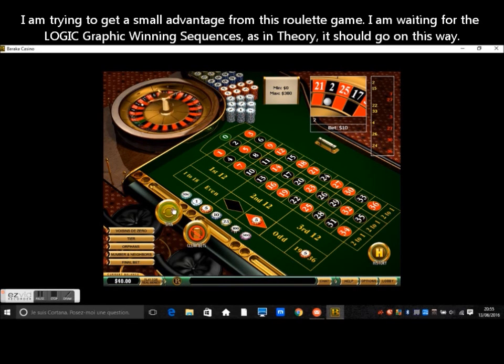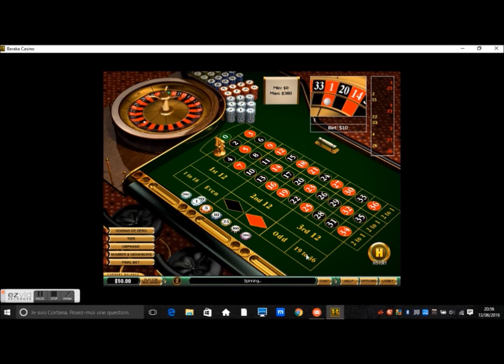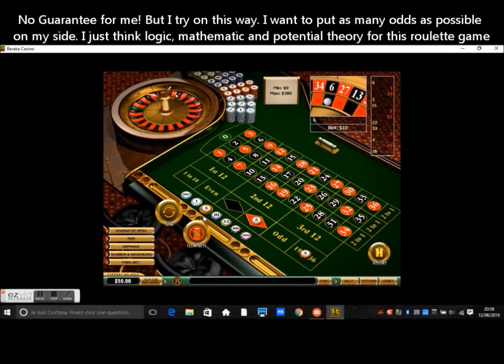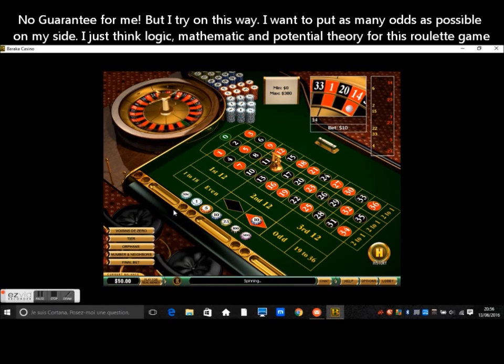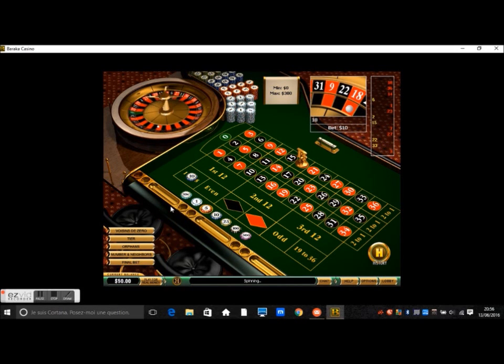Now have one more look at the graphic representing the rationally potential mathematic theory, and now I am on the bad sequence. What I will do is take advantage of a good sequence, and reach a winning amount over $40, and then stop. It is not guaranteed that I will win. I may end up with a total loss, or play more hours without winnings by using this strategy. But as I told you, no secret. As an ex-casino employee, I place my potential of luck with the rationally potential mathematic theory.